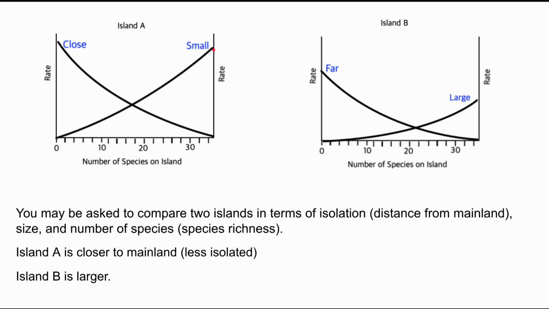And finally, I can tell you that island B has a greater number of species living on it, because if I look at the equilibrium point, it's located at about 21, almost 22, whereas here the equilibrium point is closer to maybe 17, it looks like.